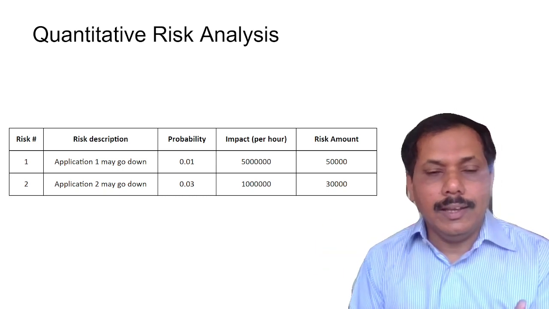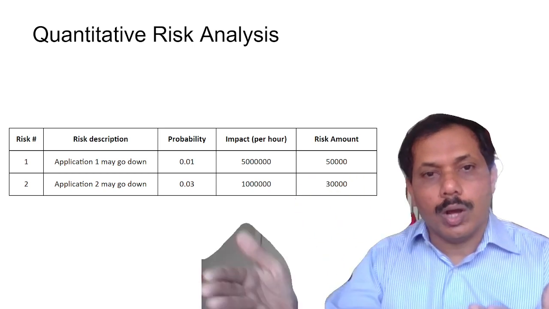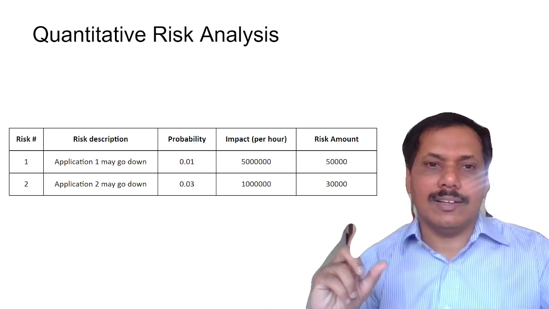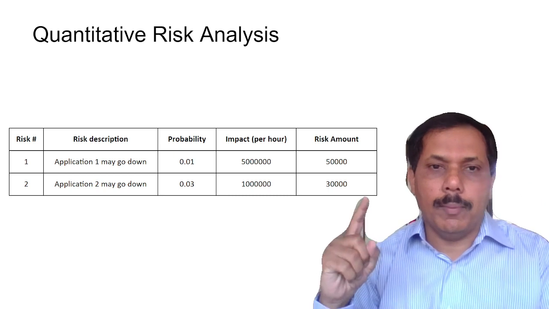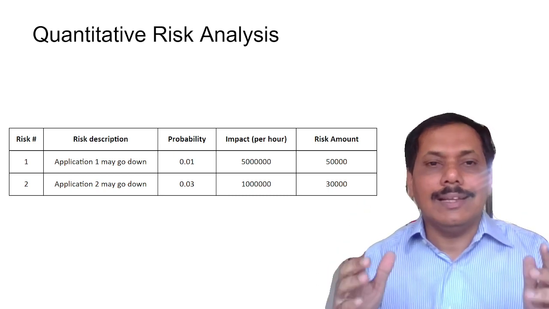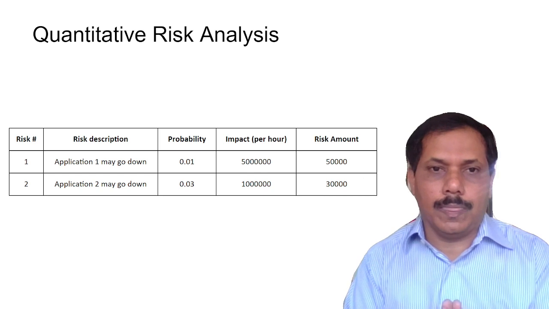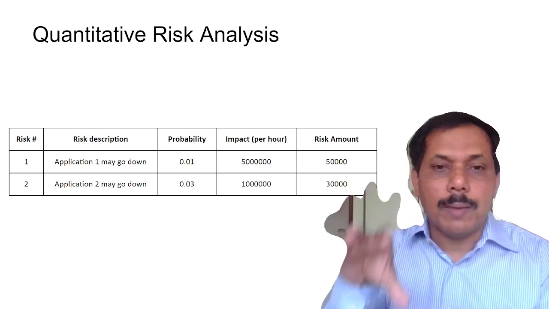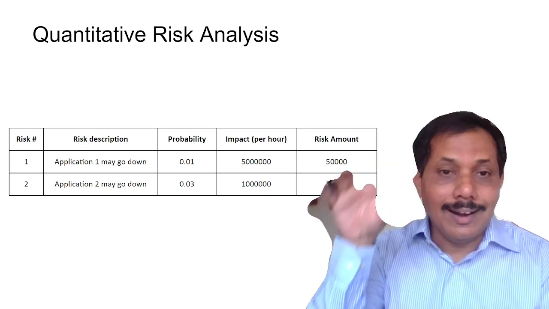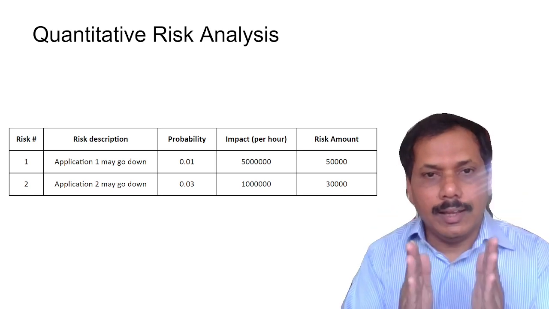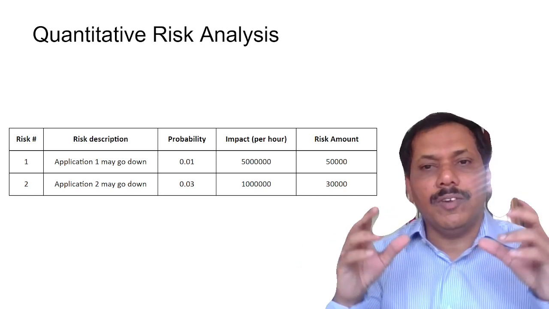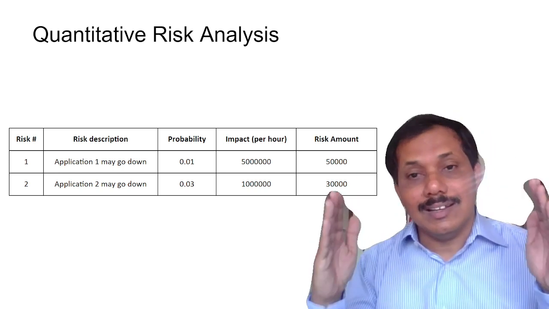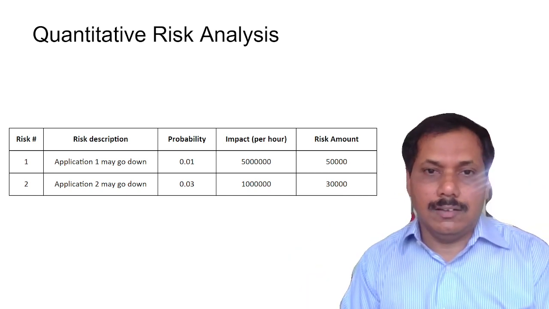And probability of that application to go down is 0.01. So we know how to calculate risk. Impact into probability. Probability into impact. That is the formula to calculate risk. So at any point of time, if this application goes down and remains down for 1 hour, then the risk amount will be 50,000 euros. That is the risk which your application is carrying, your bank is carrying.